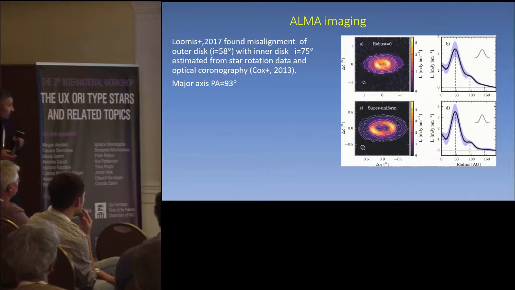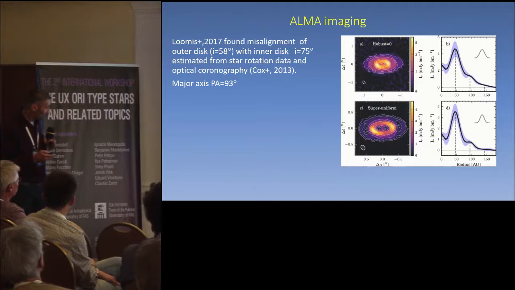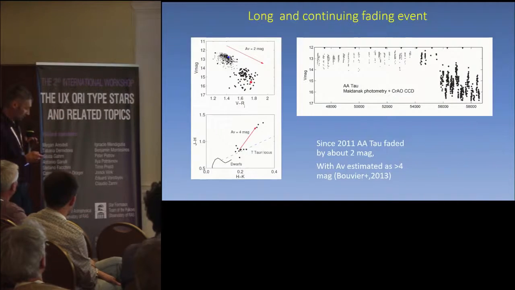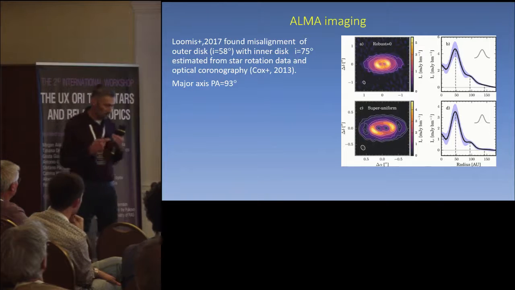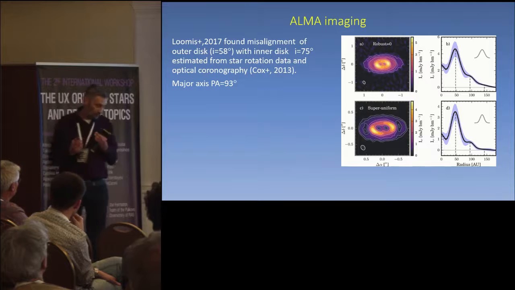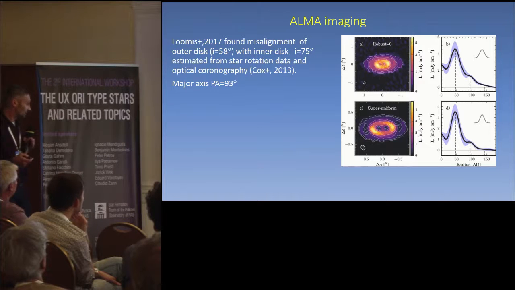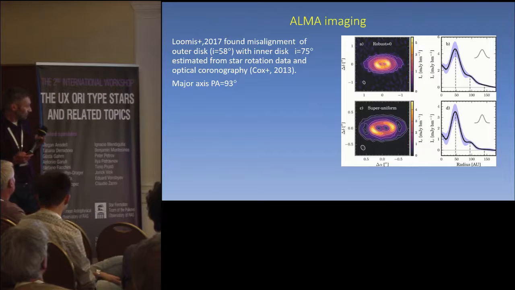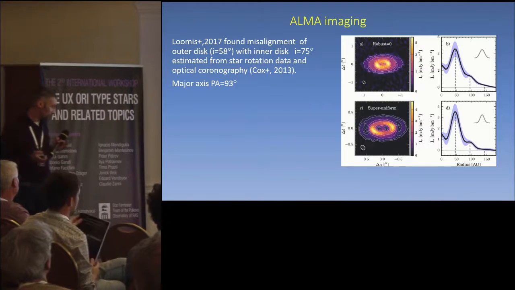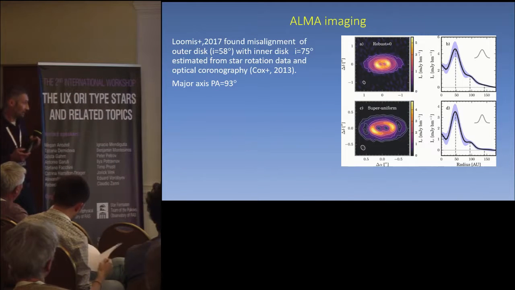There is ALMA imaging of this object. The results are not very consistent with the earlier determined inclination of 75 degrees. This estimation was from two sources. First is spectroscopy from VSIMS-I estimates and from coronographic imaging. But from ALMA imaging, inclination is about 60 degrees. So this is one of the cases of misalignment of inner and outer disks as seen by ALMA.